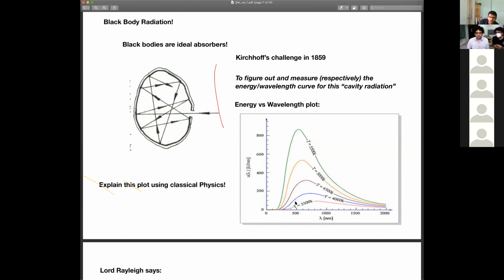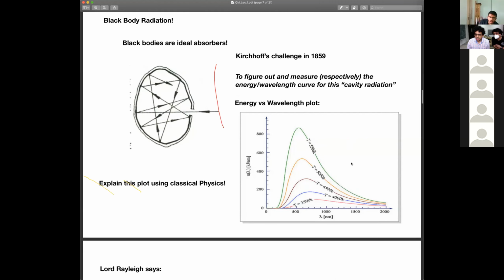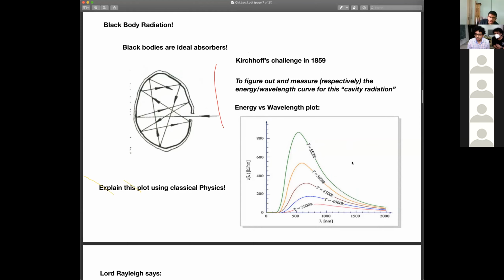The question is, if there is total internal reflection, then how is there perfect absorption? Why aren't they just opposite of each other? I'm not sure I completely understand this question. Do you understand this question?